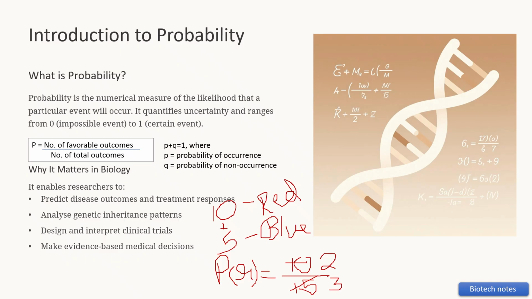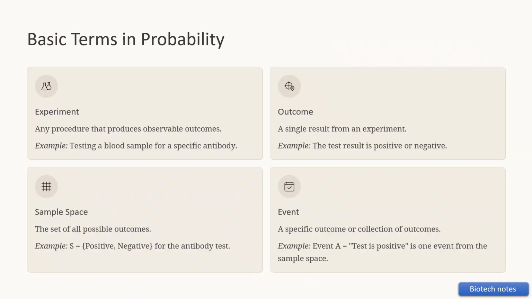I hope you understood the meaning and the example of probability. Now let's discuss some of the basic terms in probability. Firstly, experiment. An experiment is any procedure that produces observable outcomes. An example is testing a blood sample for a specific antibody. Next is outcome, a single result from an experiment. Example, the test result is positive or negative.